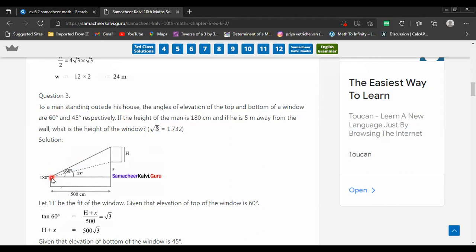So, to a man standing outside his house, the angle of elevation of the top and bottom of a window. So this is the window. The angle of elevation is 60° when he looks at the top of the window. The angle of elevation is 45° when he looks at the bottom of the window. So that is 45°.